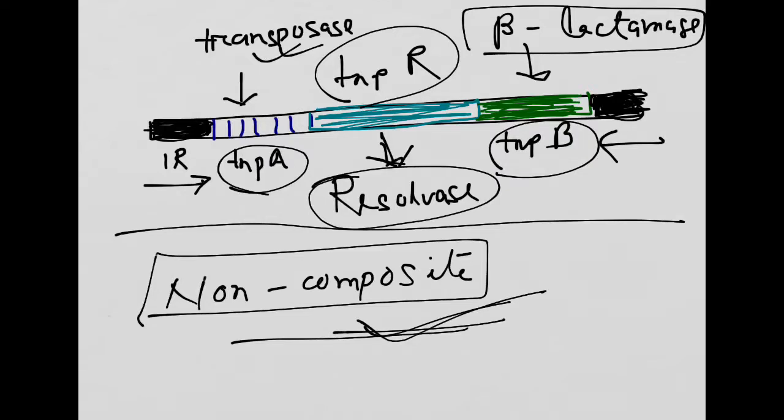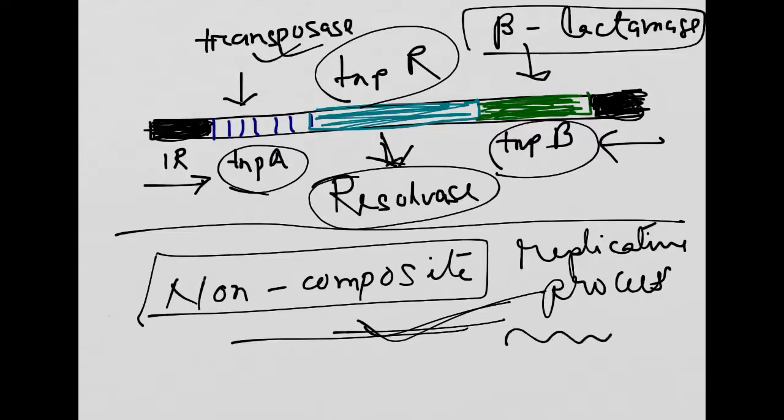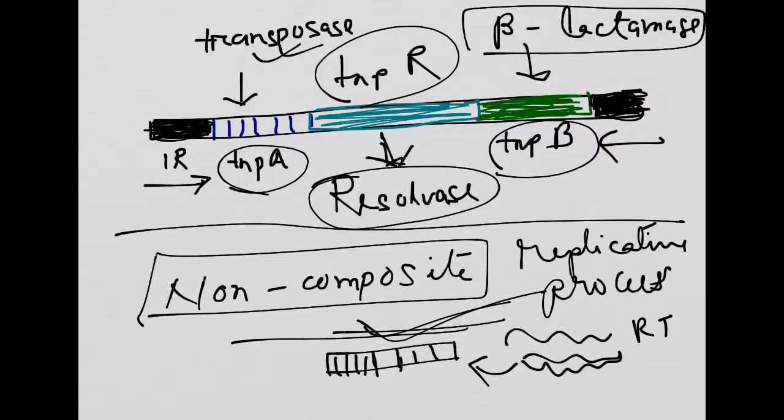transposons move by a replicative process that I have already discussed in my previous video. Okay, that means they will first be transcribed into mRNA that will be converted with the help of reverse transcriptase to a cDNA molecule that will again form double stranded form, and then will get inserted into the target site. So your copy number gets increased because this will not be cut. This will not be cut.